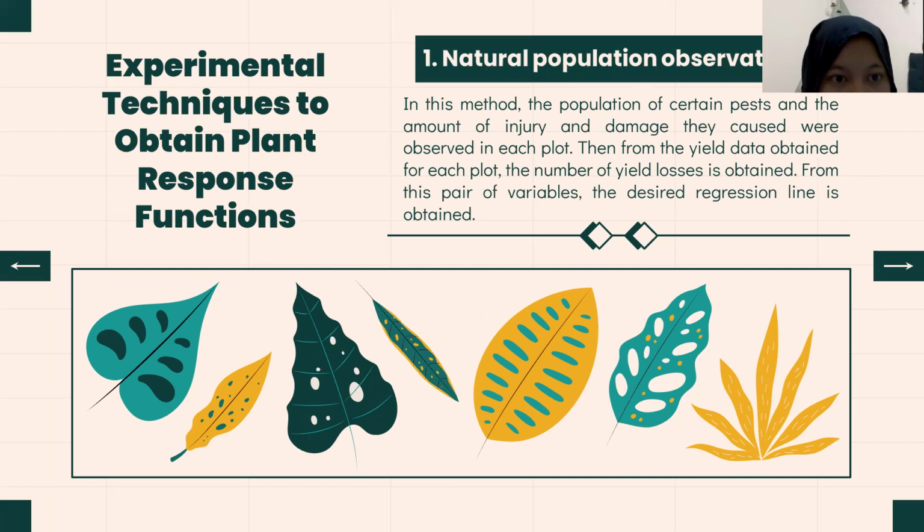Experimental techniques to obtain plant response function. Number 1, natural population observation. In each plot, the population of certain pests and the amount of injury and damage they cause were observed. Then from the yield data obtained for each plot, the amount of yield loss is obtained. From this pair of variables, the desired regression line is obtained.